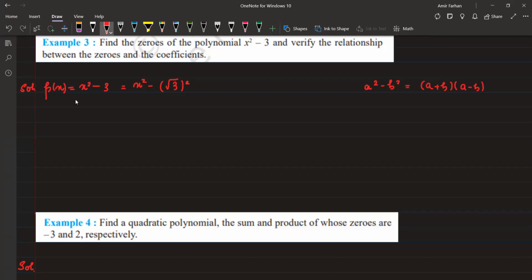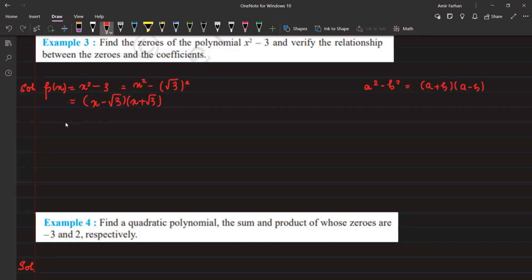So what we need to do is that, you will write x square minus b square, x minus root 3 into x plus root 3. Yes or no? Yes, sir. Okay. So how will you find out the zeros?